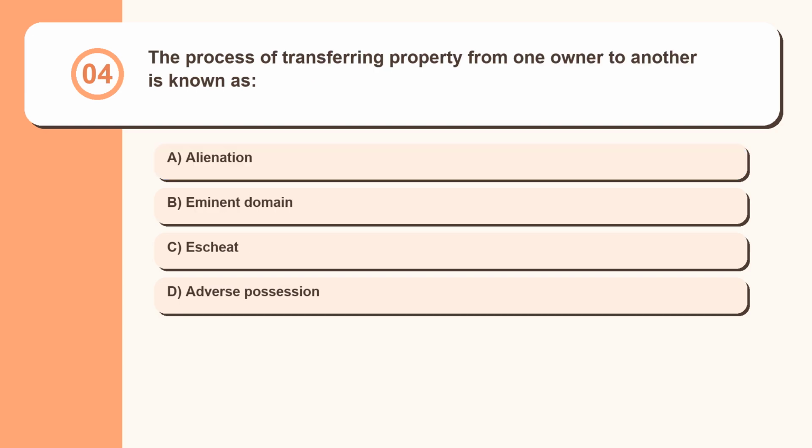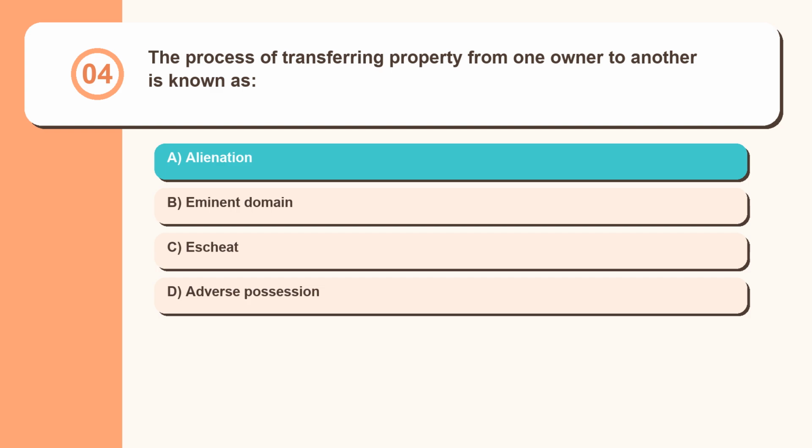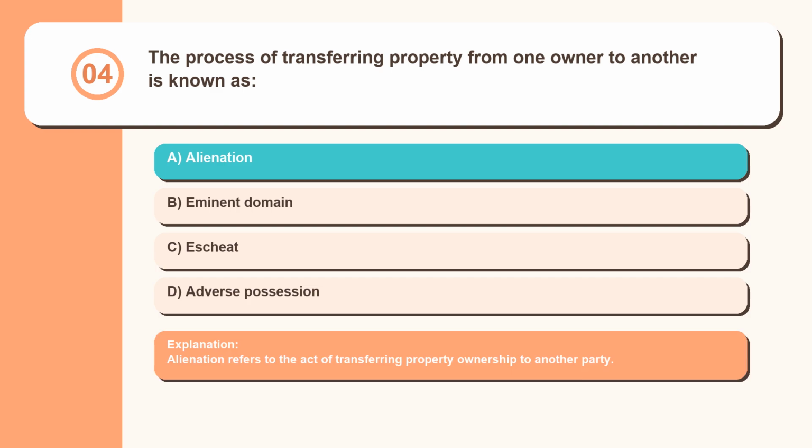Question 4. The process of transferring property from one owner to another is known as alienation, eminent domain, escheat, adverse possession. Alienation refers to the act of transferring property ownership to another party.